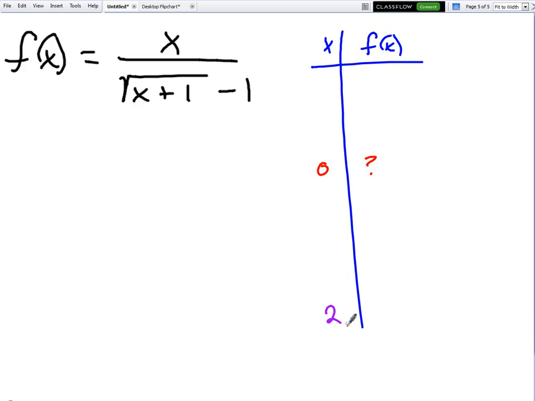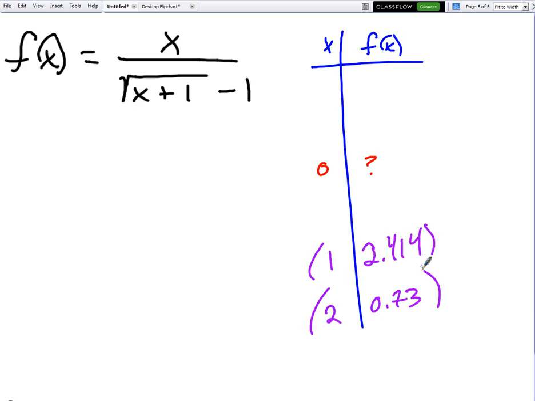Alright, it's going to be a little bit uglier. Give me a decimal approximation. So we're going to get 2 over the square root of 3 minus 1. So that's going to be about 1.22. Okay, let's try 1. So I'm going to get 1 over square root of 2 minus 1, so that's 1 over 1.4, so that's about 2.414, good.